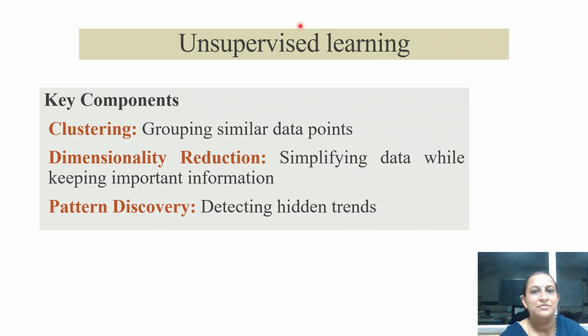Dimensionality reduction means simplifying larger amounts of data while keeping the most important information. It is mainly used to reduce the complexity and make the analysis easier. Pattern discovery is mainly used to identify the hidden trends or relationships present in the data. For example, finding how environmental conditions influence structural deterioration. That can be determined from pattern discovery.